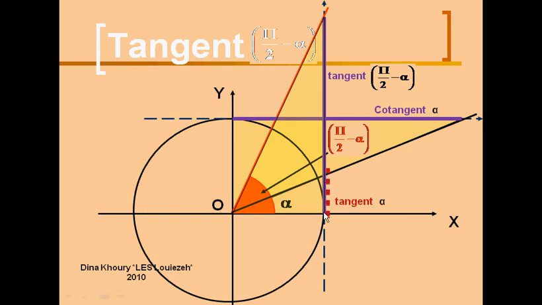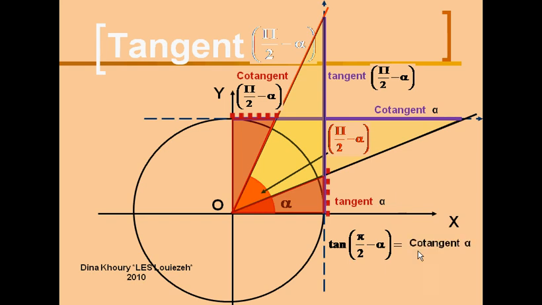Now this part here represents tangent alpha, and this segment represents cotangent pi over 2 minus alpha. Since these two triangles are congruent, we can say that cotangent pi over 2 minus alpha is equal to tangent alpha. So the formula is tangent pi over 2 minus alpha equals cotangent alpha.